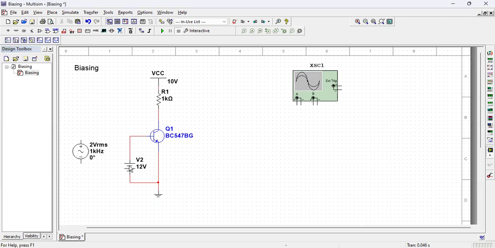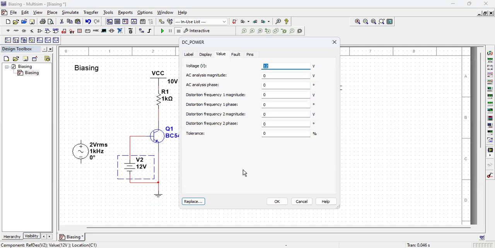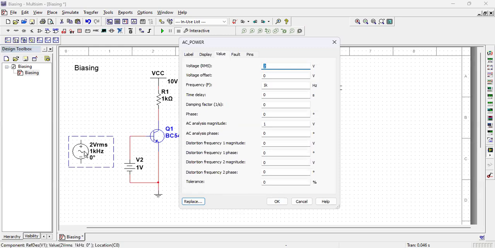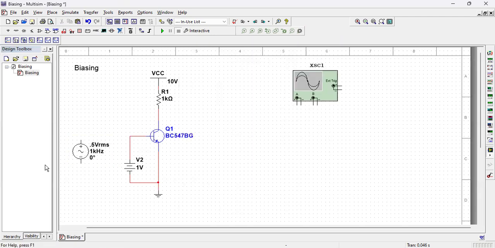If I provide a DC power supply here, I do not need 12 volt. Let us say I take only 1 volt, and this value I reduce to 0.5 volt RMS. And if I connect it like this, then what happens?